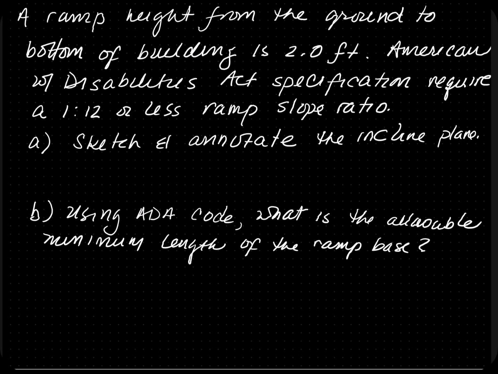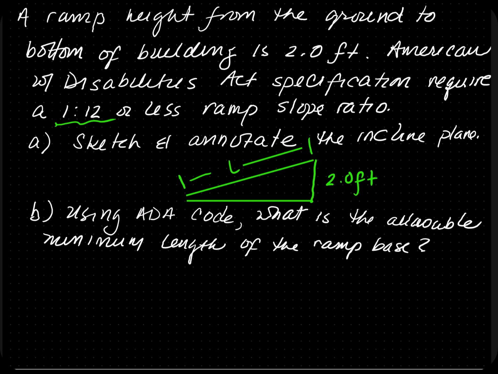Sketch and annotate the inclined plane. So the inclined plane looks like a ramp. It has a height of 2 feet. This is my slope, or my L, and we know the ratio is 1:12. Using the ADA code, what is the allowable minimum length of the ramp's base? The base of the ramp is right here. This is my base. You learned slope in math as rise over run.